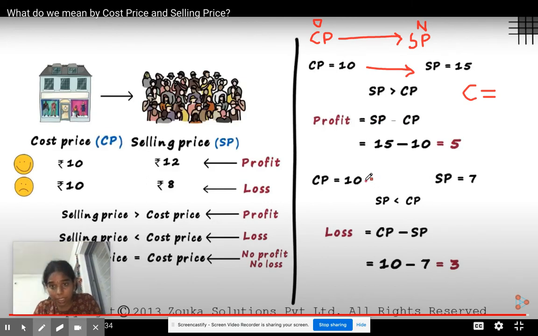In this particular case, if I'm drawing my flow chart, my SP, which means the new value, is less than the original value. So it is clearly a loss. What is the difference? Difference is bigger number minus the smaller number. So the difference between 10 and 7 is 3. So using the concept which we learned in percentage change, we can easily calculate profit and loss.